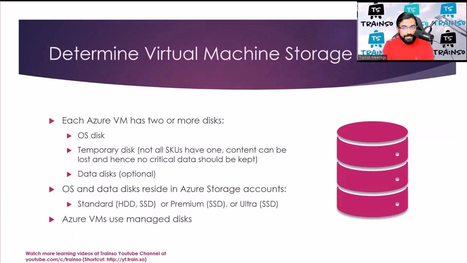The next task is to determine virtual machine storage. Each Azure VM has 2 or more disks. The OS disk will be holding a Windows OS if it is Windows, or Linux. Then you have a temporary disk. These are not available in all SKUs. When available, the content can be lost, and hence no critical data should be kept in this temporary disk. And finally, you have a data disk. You can add a data disk if you want. OS and data disks reside in Azure storage accounts. So you'll have a complete picture of these disks when you also learn about storage accounts.